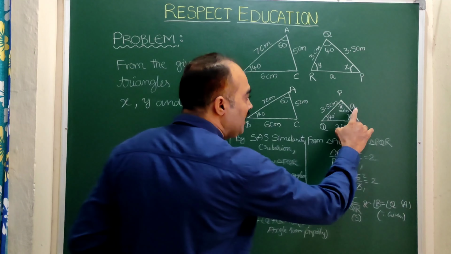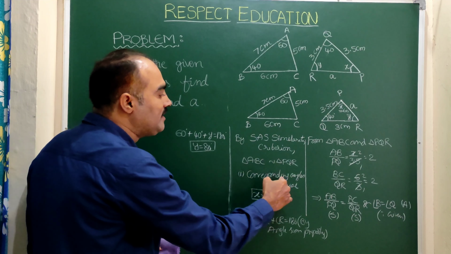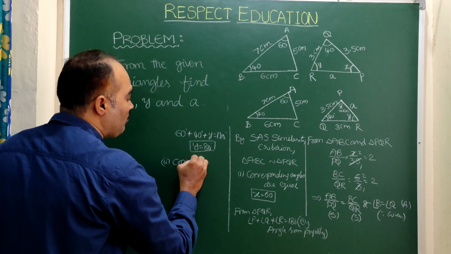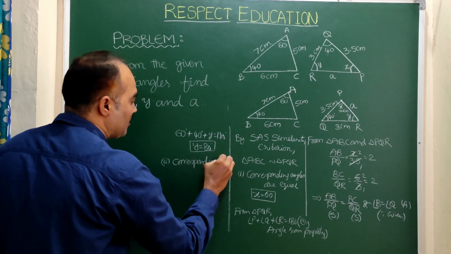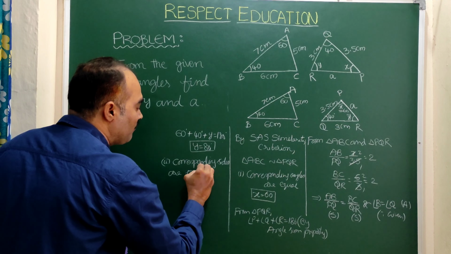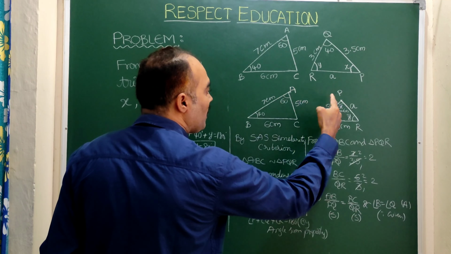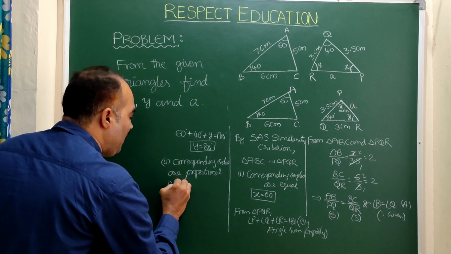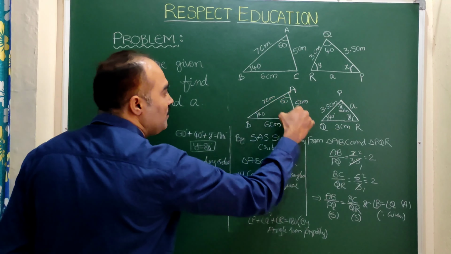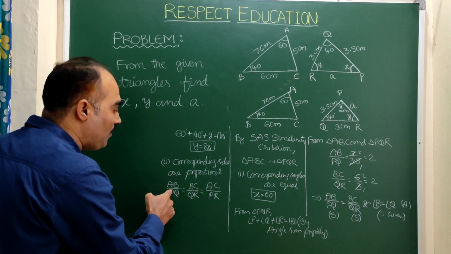Now we are to find a. Since both the triangles are similar, their corresponding sides are proportional. So let us apply that. Second one, corresponding sides are proportional. That means we can take AB by PQ is equal to BC by QR is equal to AC by PR.